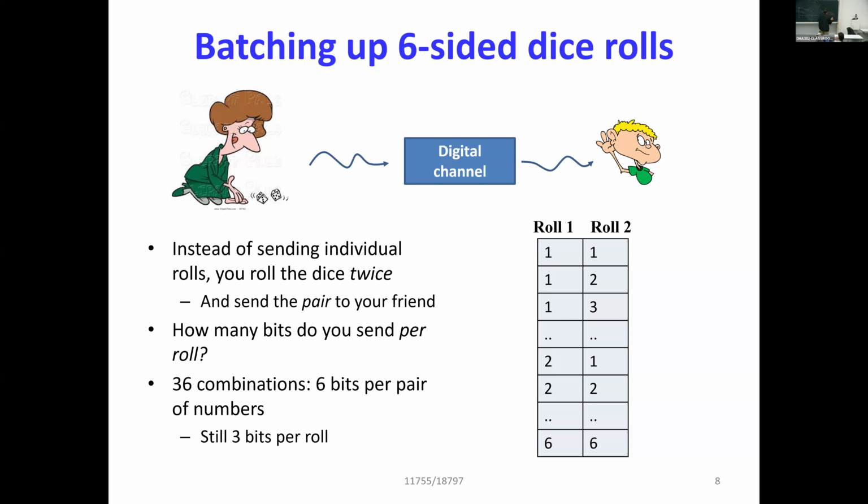But then am I actually sending n times log base 2 of 6? No, that's not an integer, right? So what would I actually be sending? The ceiling. Correct? That's how many bits I'm sending. Make sense? So per roll, that's going to be divided by n.